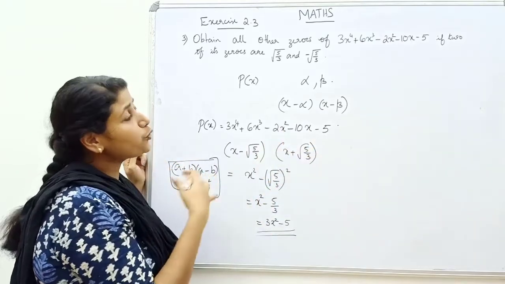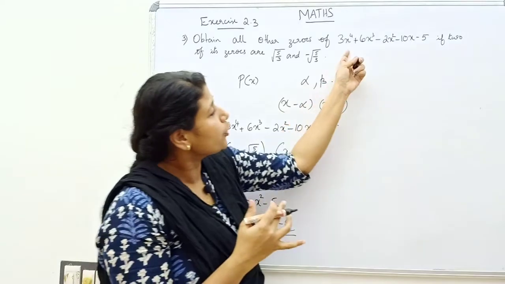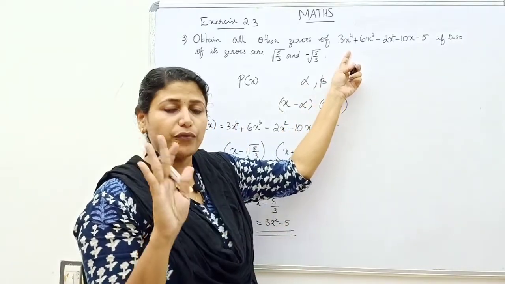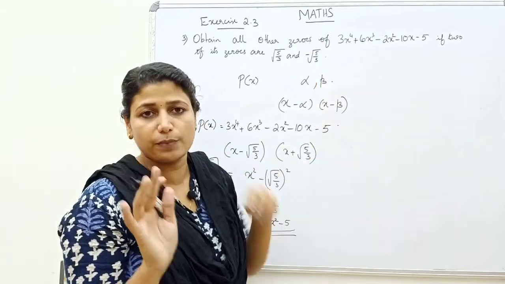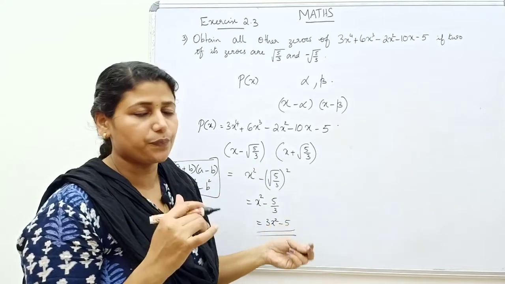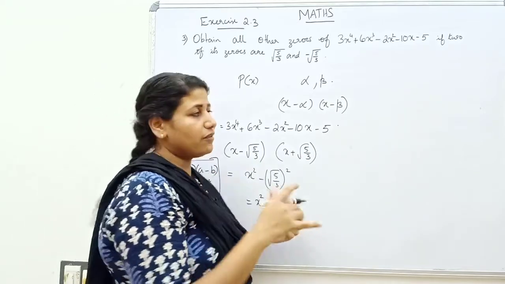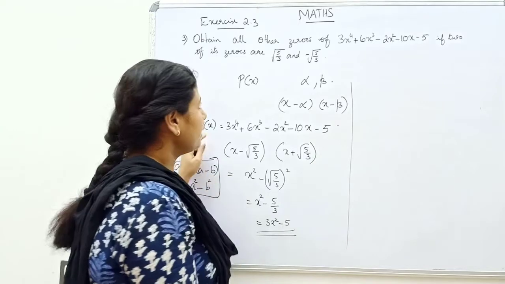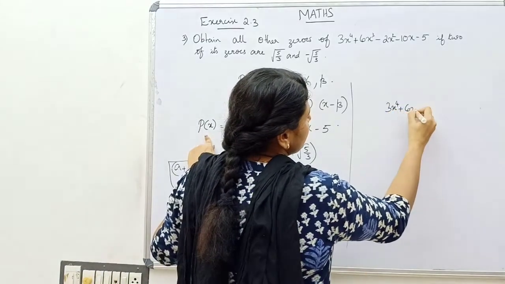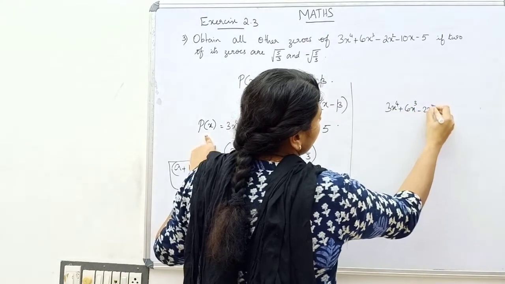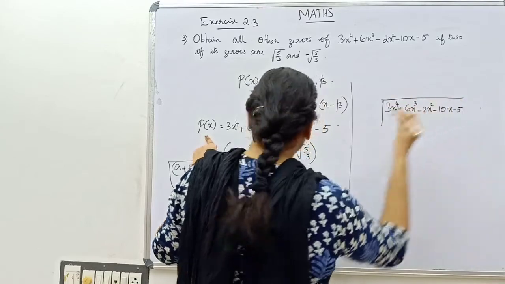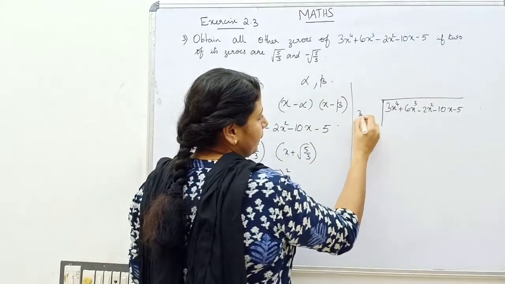We need two more factors, isn't it? This is a polynomial with degree 4. Since the degree is 4, 4 zeros should be there, otherwise 4 factors should be there. So we have already got two of them, and we should find out the other two. So what we want to do is just divide. We are going to divide 3x raised to 4 plus 6x cubed minus 2x square minus 10x minus 5 by 3x square minus 5.